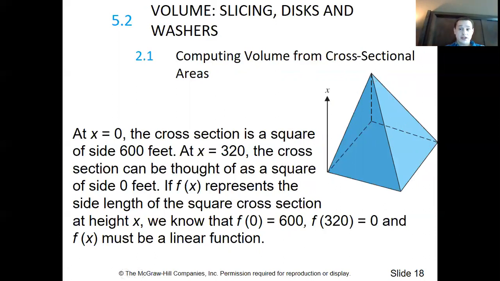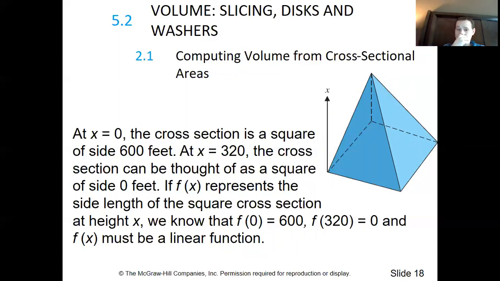Look at their coordinate system. This is important too. They say the x-axis is up. So you don't need any y or z coordinates or anything like that, but x is going up. And here's how they center this thing. At x equals 0, which means on the bottom, at the base, the cross-section is a square, and one of the sides is 600. When you go all the way to the top of this pyramid, where x is 320 at the tip, how wide is this square at the top?